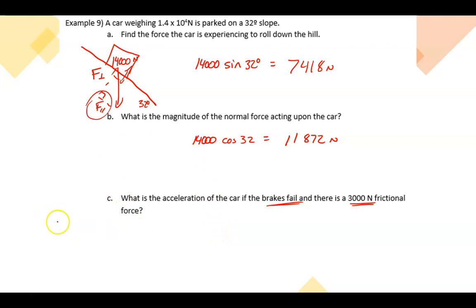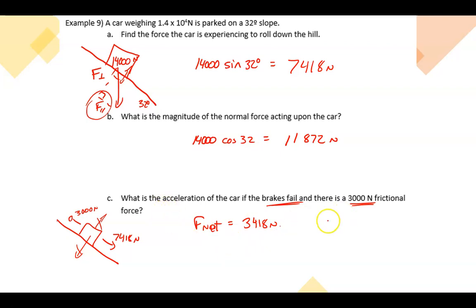Well, let's think about that. Here we've got this car. We know it's got 7,418 newtons tending to go down the hill. And so we've got 3,000 newtons holding it up, which means that the net force total, we know it's the net force because the perpendicular and the normal force are equal and opposite, is going to be 3,418 newtons.